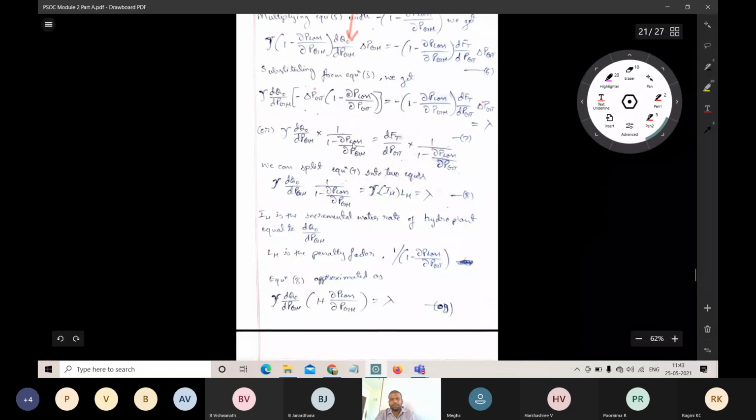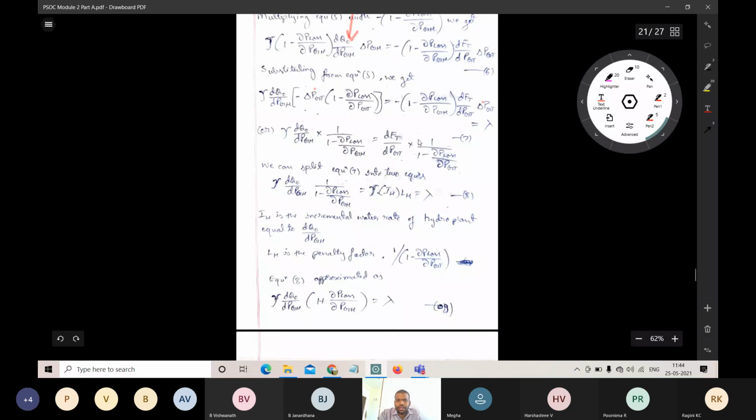Here, just split this equation. That is, gamma dQ naught by dPgh, same 1 minus dou P loss by dou Pgh, equals this: gamma IH LH. So what is meant by IH and LH? IH will be given by dFT by dPgt, and 1 by 1 minus dou P loss by dou Pgt will be written as LH.